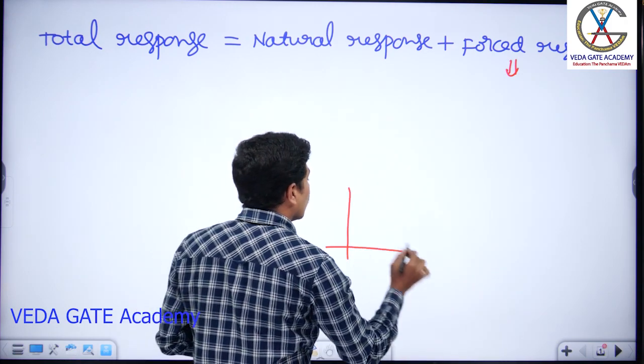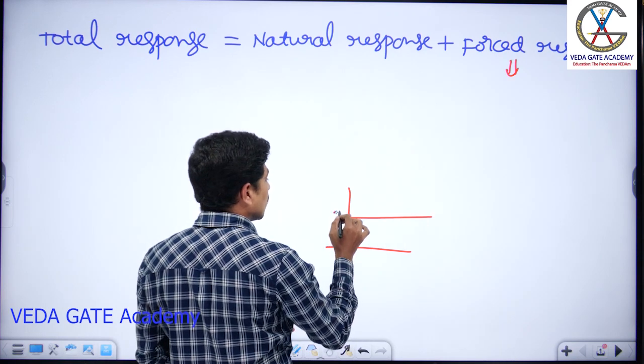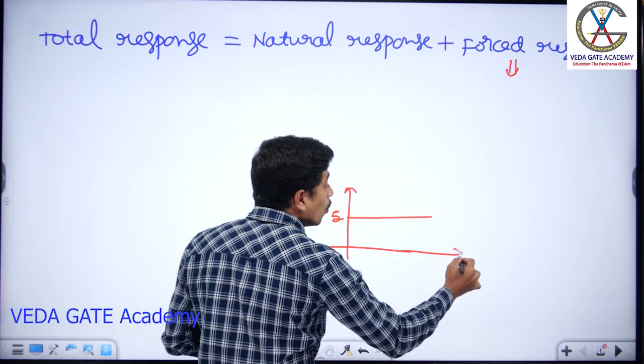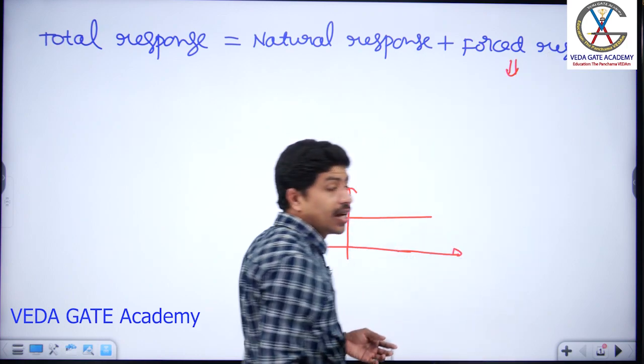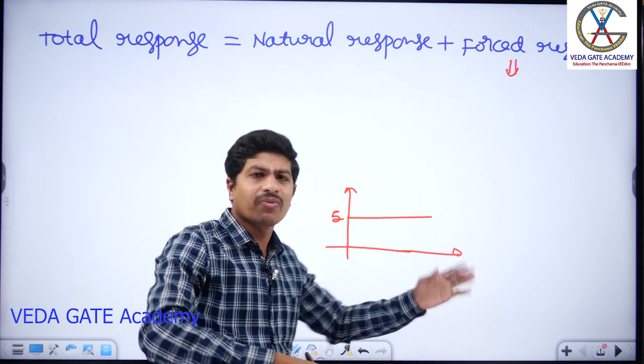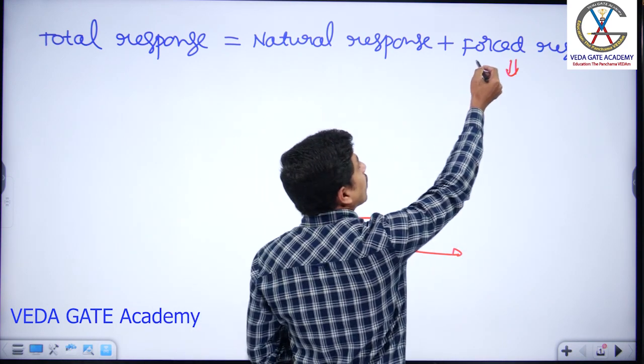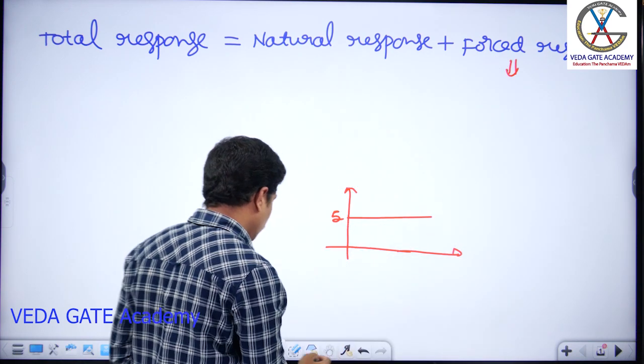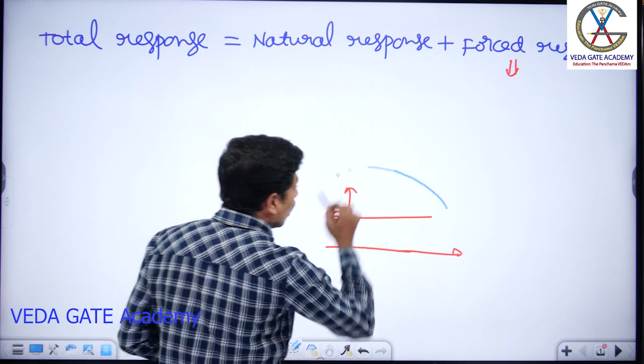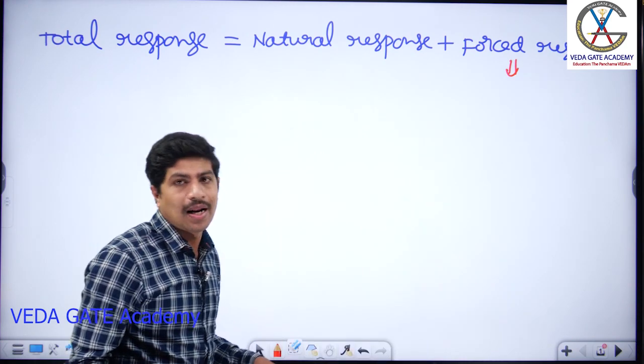Suppose my input is a step input, say some 5. Now the output, this forced response, is also in step manner. Maybe 5, may not be 5. So magnitude is not important for us, but this is following. This forced response will follow the input. We will take more clarity here.